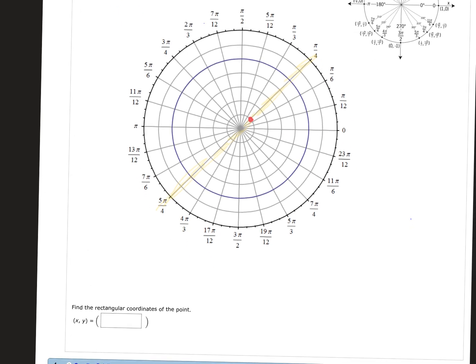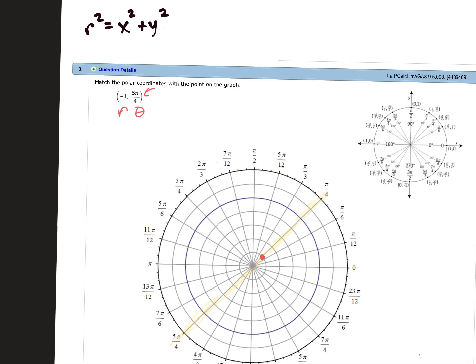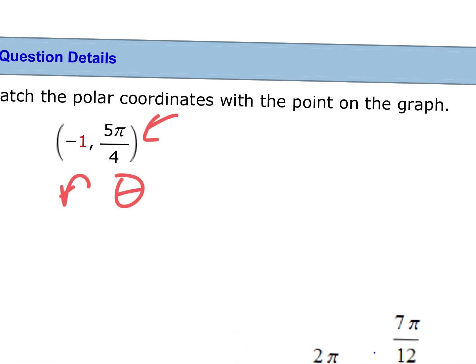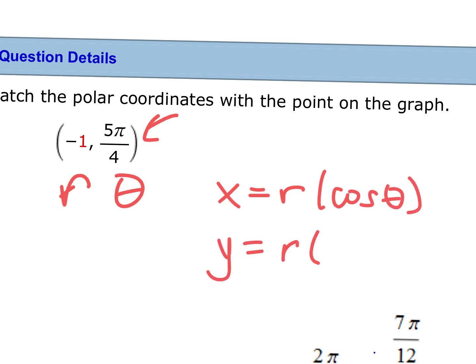All right, perfect. So now we're going to find the rectangular coordinate. Well, how do we do that? I'm going to go back up to my point here. To find my rectangular coordinate, I'm in polar, so I need to go to rectangular. What do I do? X equals R times the cosine of theta, good, and Y equals R times the sine of theta.